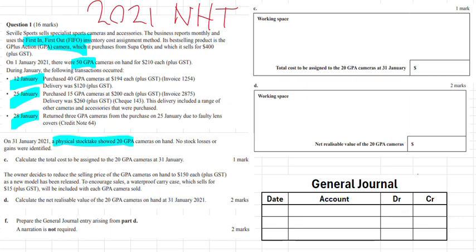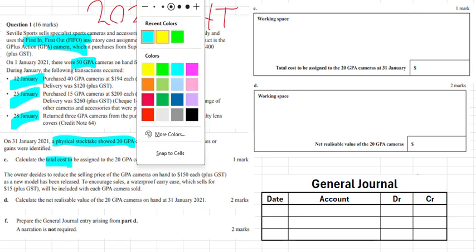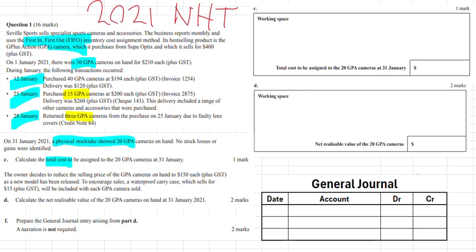We've done a stock take. We've got 20 left, and we've been asked to work out our total cost. Using the FIFO method, we go back to our most recent purchase, which was on the 25th. We've purchased 15, but we've returned 3 of them, as it specifies here. So therefore, we need to work out the cost of these. They were 200 each. Now, in terms of the delivery cost here, we ignore that because it relates to a range of cameras. So therefore, that is a period cost. That's not going to be included in our product cost.